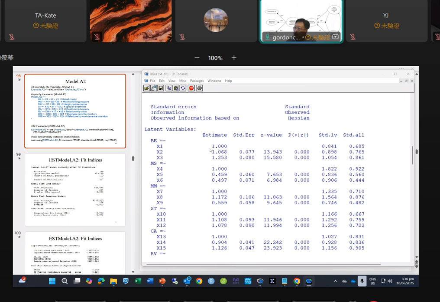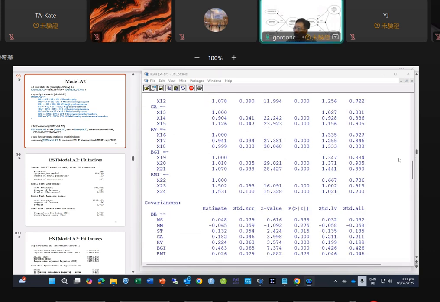Here, do you notice that the factor loading for the first item are all 1? Because it is by default. The factor loading of the first item equals 1. But if you look at the last column, the standardized all, you get back the factor loading for the first item. In this particular case, for the standardized all, that means we set the variance of BE equals to 1.